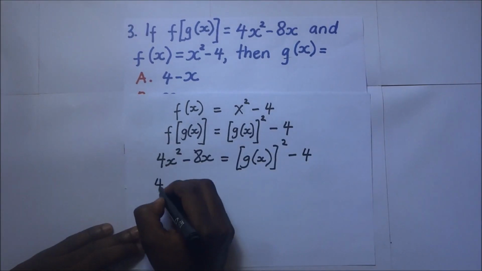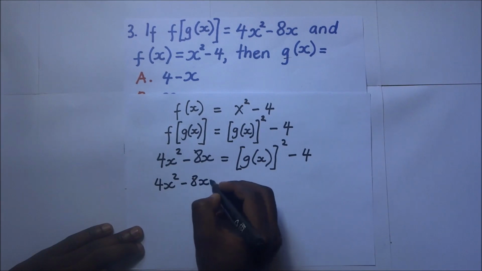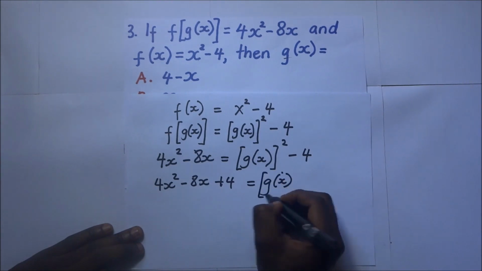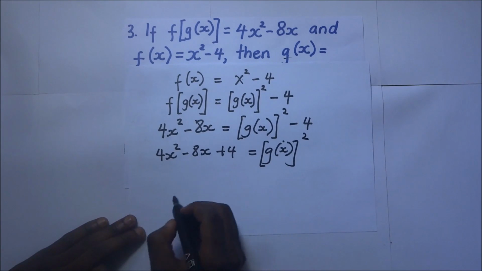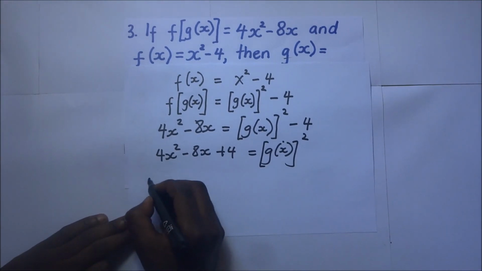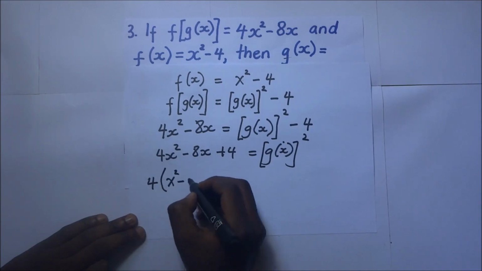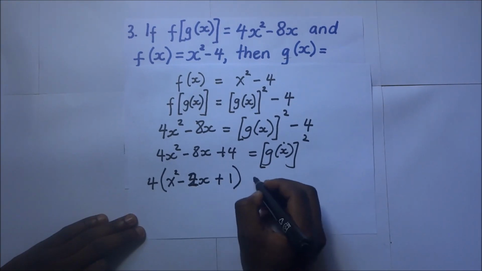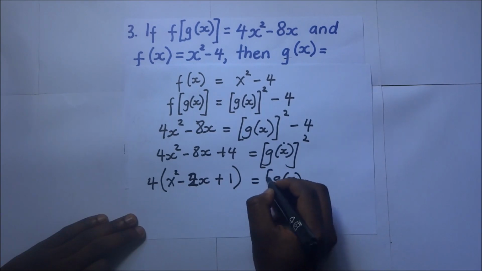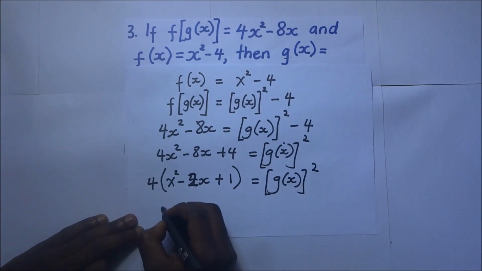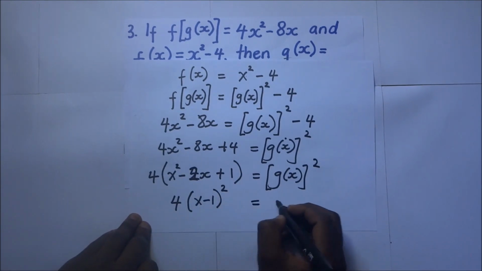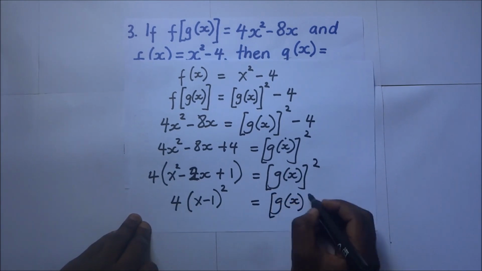So this is going to give us 4x squared minus 8x. This 4 comes this way, it becomes plus 4, giving us g of x, this thing squared. So we have a quadratic expression here in x. Factorizing this becomes 4 outside the brackets into x squared minus 4x minus 2x plus 1, giving us g of x, and this whole thing is to the power 2. So this continues to be 4 into x minus 1 squared, giving us g of x, and this whole thing is squared.